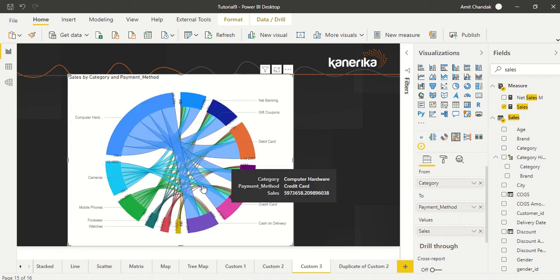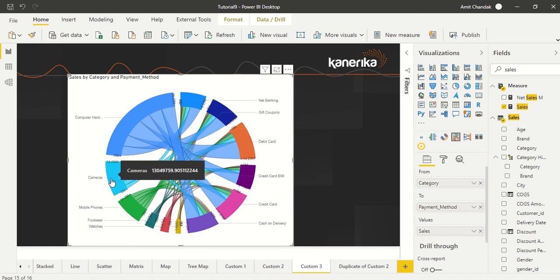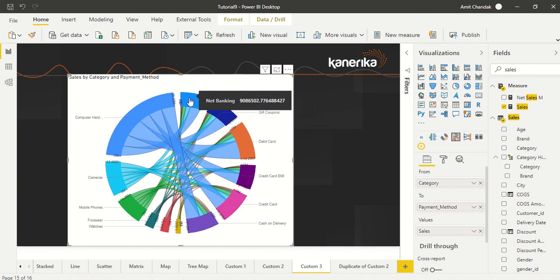Okay, so it's a bit difficult to understand. Let's try to understand what this visual is doing. This is basically computer hardware, cameras, mobile phones, then we have footwear, and then watches, and then cash on delivery. From here we have cash on delivery, credit card, EMI, debit card, gift coupons, and net banking, these are our payment methods.